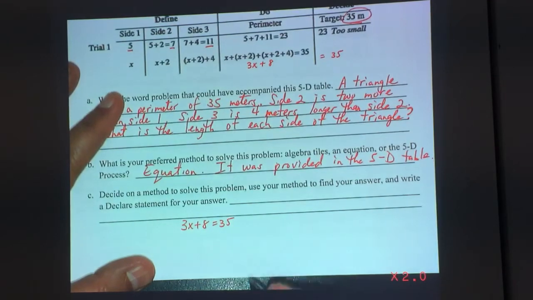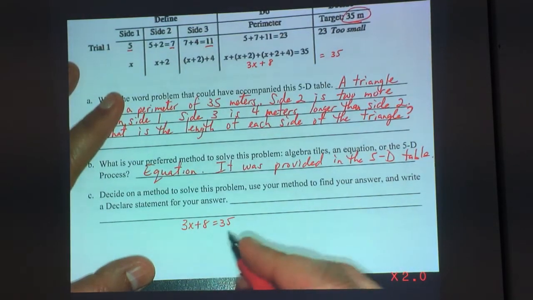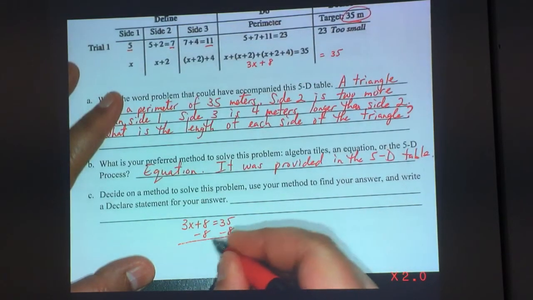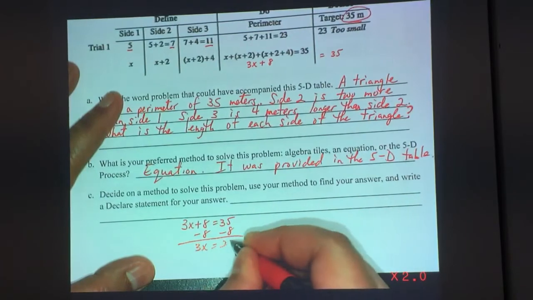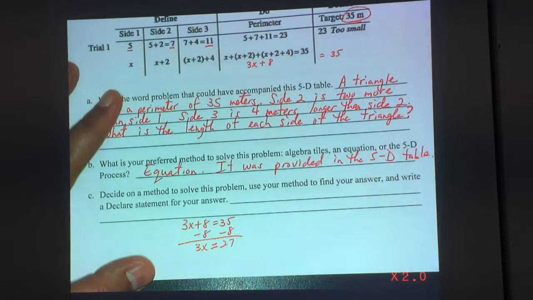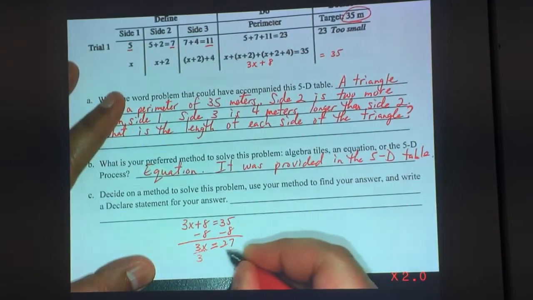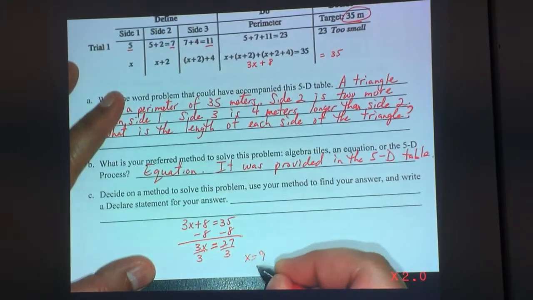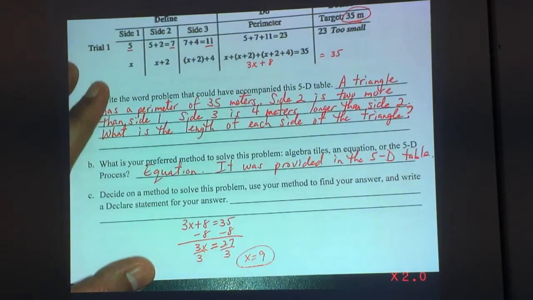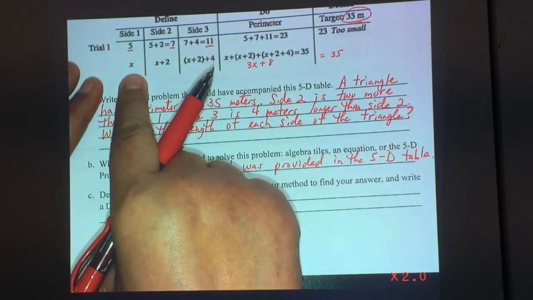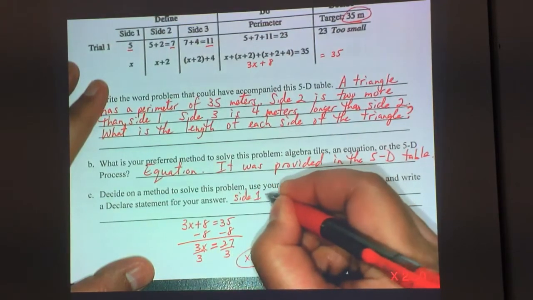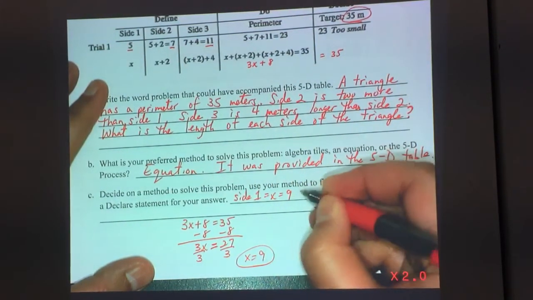Okay, what do we do first? What's the opposite of adding 8? Subtracting 8. So then we get 3x equals 27. What's the opposite of multiplying by 3? Divide by 3. And how many times will 3 go into 27? 9. Okay, so 9 is x, and if you go back up here, that's side 1. Okay, so we'll say side 1, which was x, equals 9 meters.